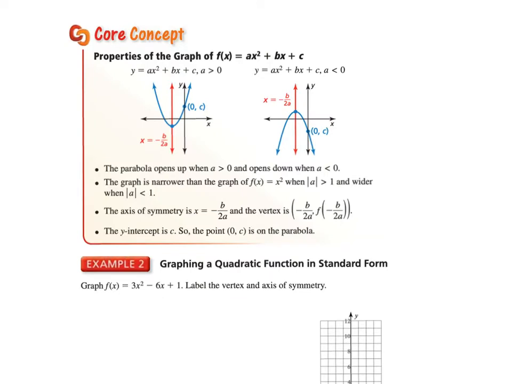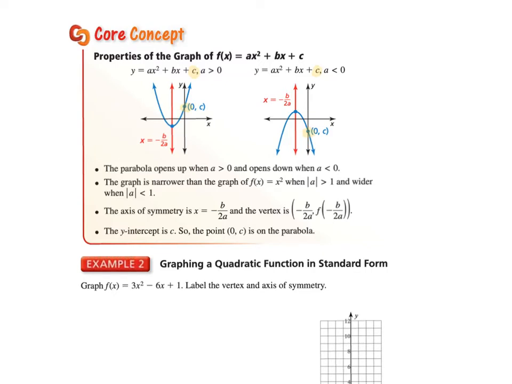Some other properties of the graph, ax squared plus bx plus c. This C right here is your y-intercept. It's where it crosses the y-axis. So if you have it in standard form, you know where it crosses the y-axis. It's easy to pick out.